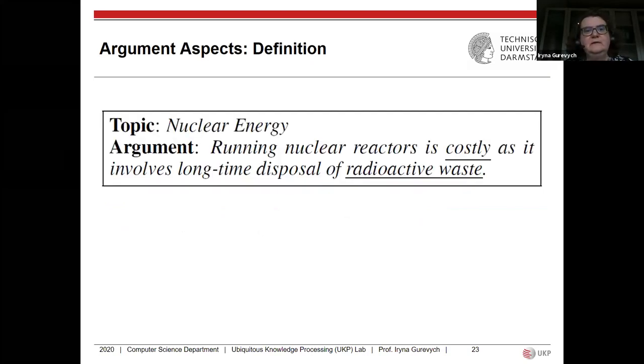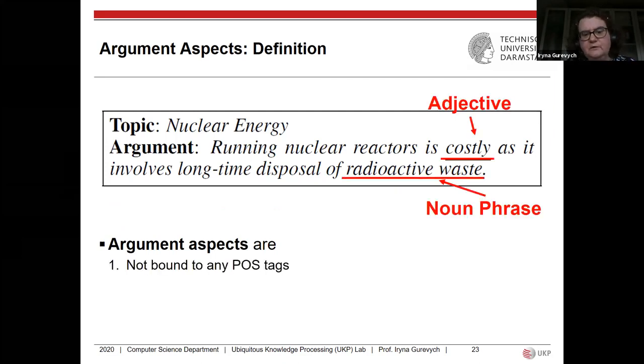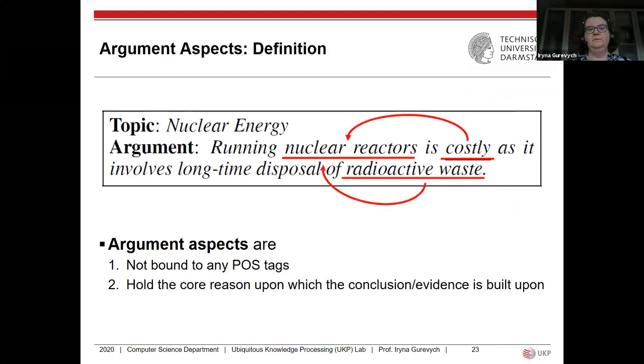We would like to explain the definition of argument aspect detection with the help of an example on the topic of nuclear energy and the argument: running nuclear reactors is costly as it involves long time disposal of radioactive waste. So first of all, we define that argument aspects are not bound to any part of speech tags. In previous work, there was a limitation that it could be only noun phrases, but in our work, for example, costly is not a noun phrase, and we can consider such aspects.